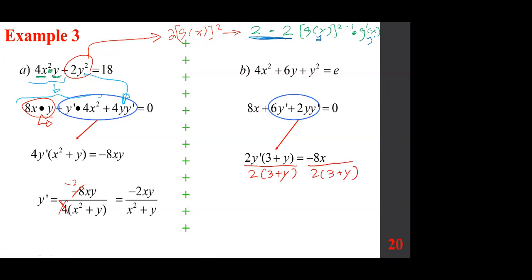Now we are going to divide by whatever is sitting next to y prime. Everything that is sitting next to y prime. Do you see that? Because we want to get y prime by itself. And so this one cancels out, this one cancels out, this one cancels out, and the left side is y prime. And the 2 goes away in the denominator, and the numerator changes to negative 4x, and everybody's happy.